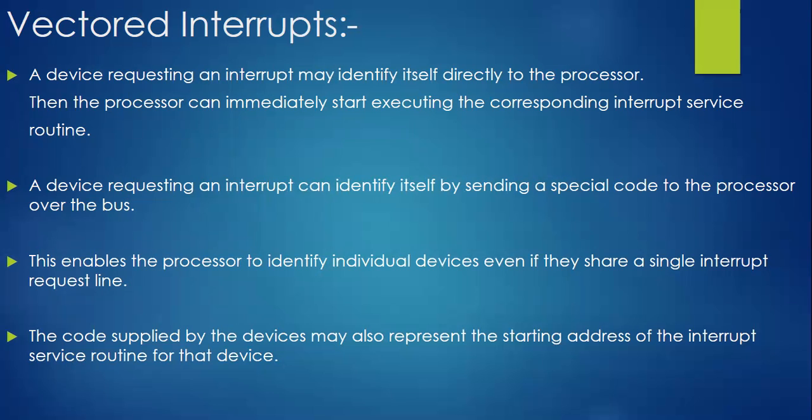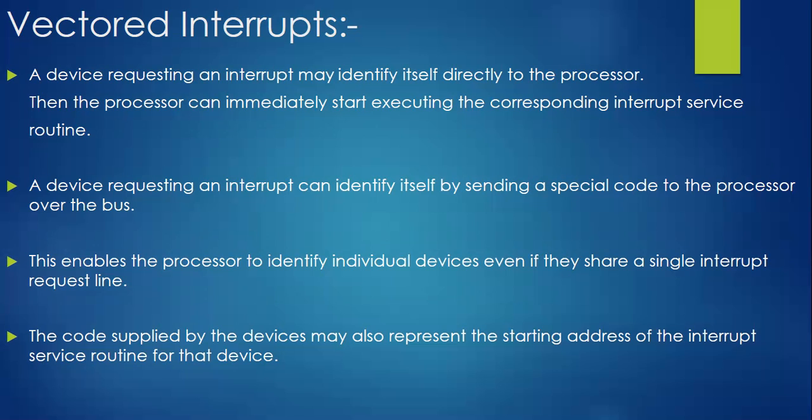Okay, fine. Vector interrupt: a device requesting an interrupt may identify itself directly to the processor. This is the best solution, is it or not? See, one system may be connected with many devices. Let me say a total of 10 different devices, input, output, maybe others. In the case of memory also, primary memory, secondary memory, cache memory, registers, a lot of things are available. Now if the processor starts searching for the identity of a particular device, it will take a lot of time. I'm sure that it will take a lot of time.